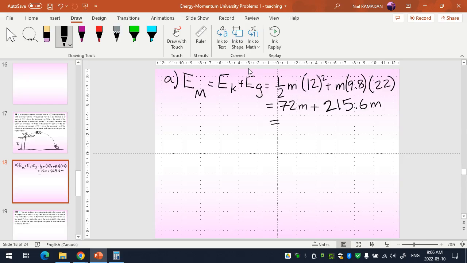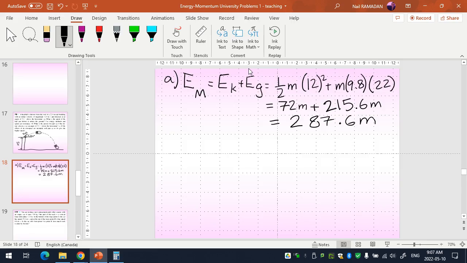So what is that equal to? 72 plus 215.6 is 287.6. Still with what variable? M. By the way, is that meters or just m for mass? Everyone, this is times m. This is not m for meters. Why can't it be meters? Because we are calculating energy. Energy is measured in joules. This is m for mass.